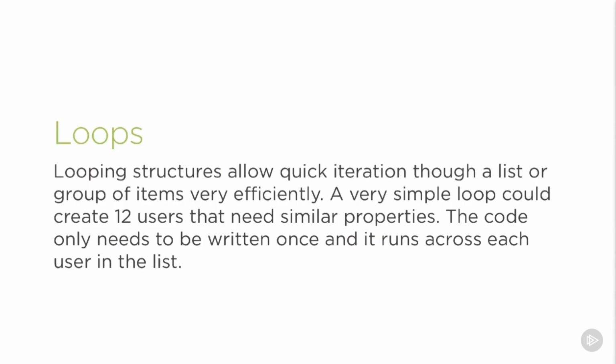First off is understanding exactly what we mean by loops. Looping structures allow us to quickly iterate through a list or group of items very efficiently. We only really need to write the code that we need once, and then we can process each item in the list. So it'd be very easy for us if we needed to create, let's say, 12 users, all needing very similar properties, to be able to go through and create those 12 users.